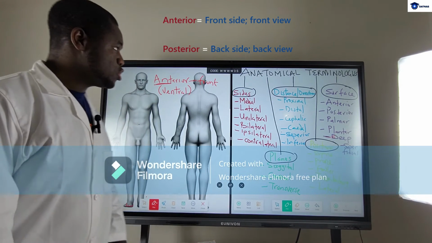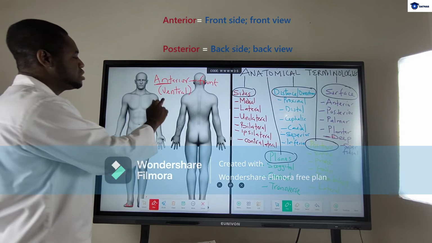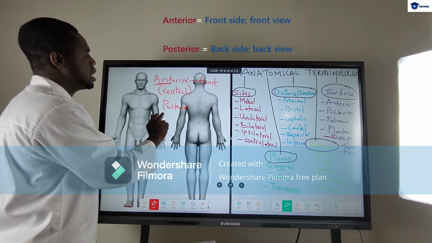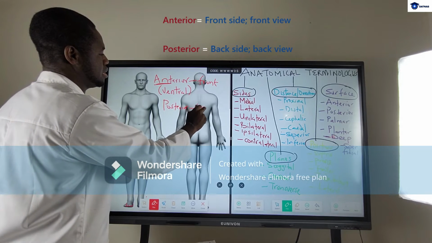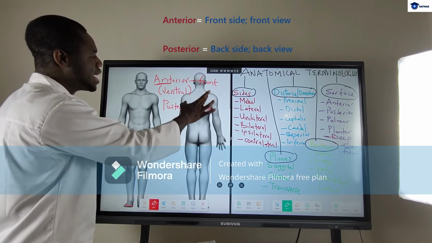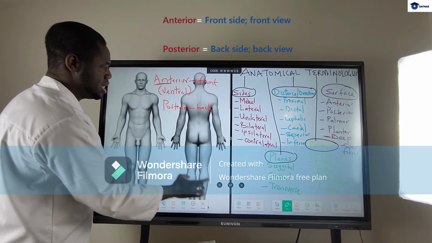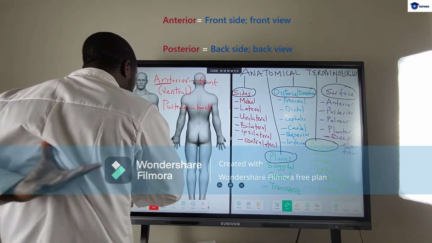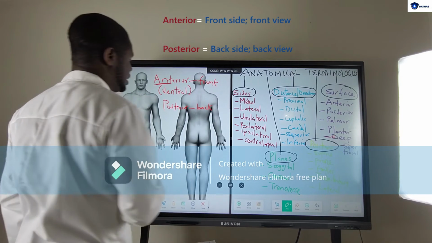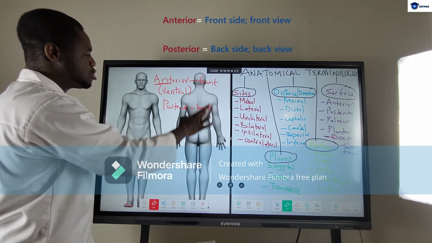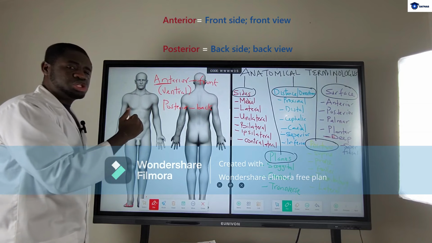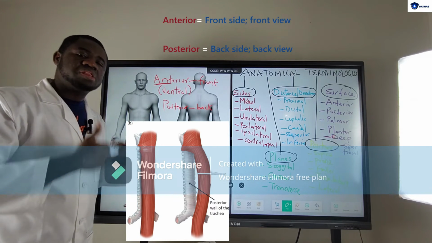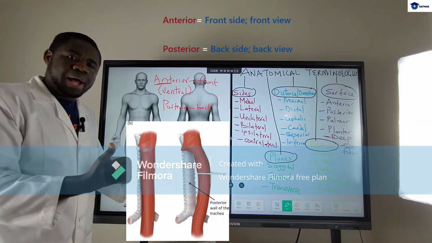So that is anterior. So posterior means back. So this is the back view of the body. You can see, this is the posterior. This is my posterior, the back view of my body. Like we have for anterior, some organs lie at the back of another organ. So they are posterior.